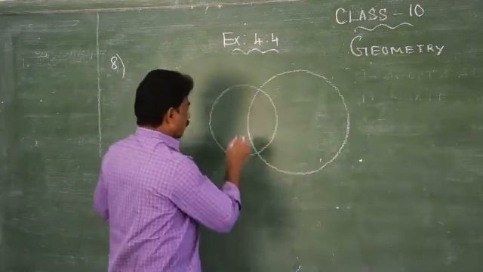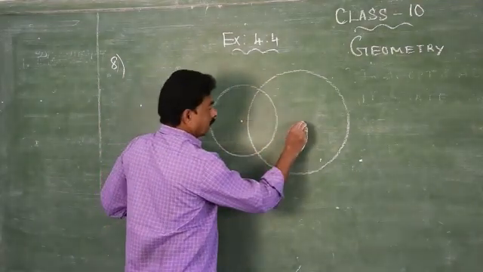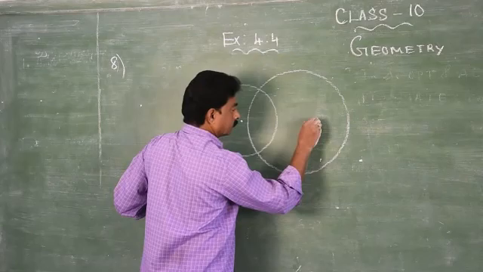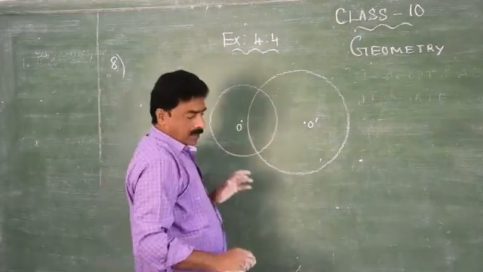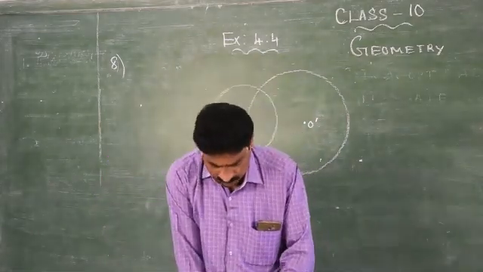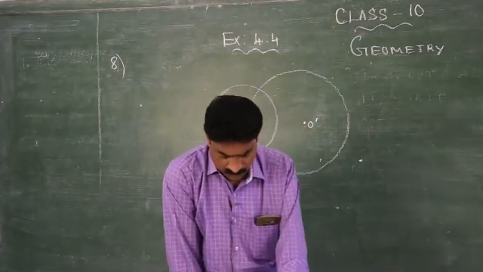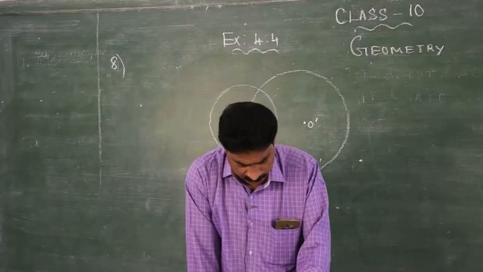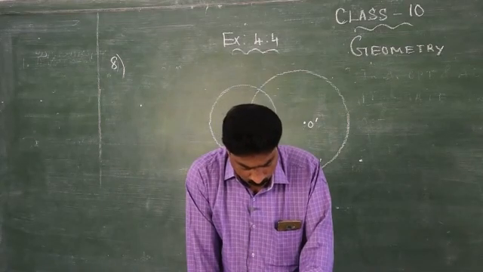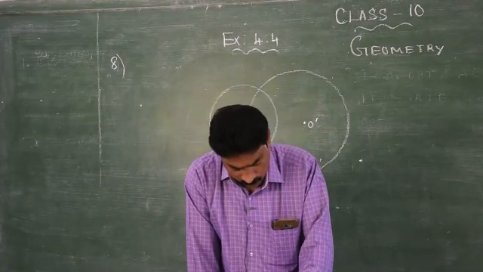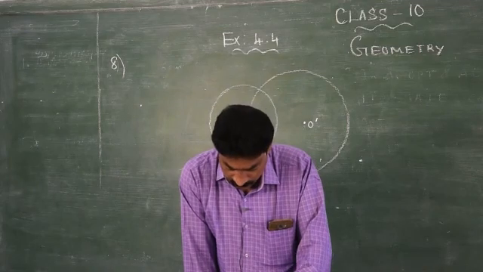The center of the first circle is O, the center of the second circle is O dash. It is given. Now what is given then? The two circles, the radii is, there are 2 points P and Q such that PQ intersect. OP is a tangent and O dash P is tangent to the other circle.